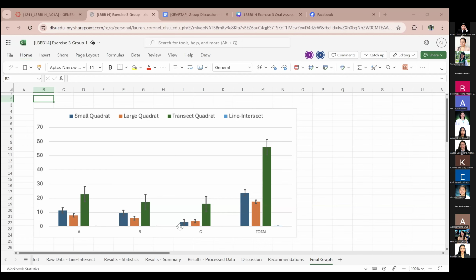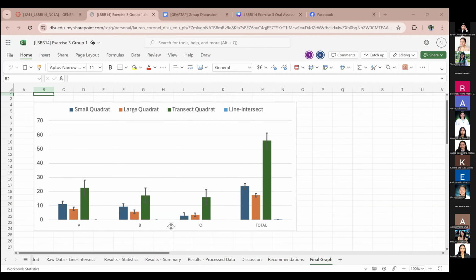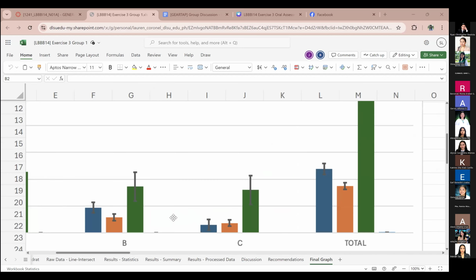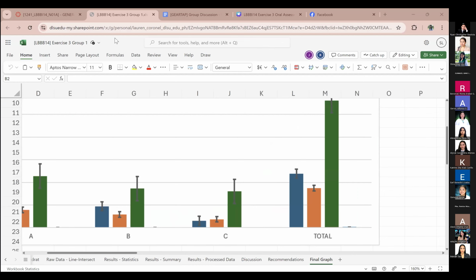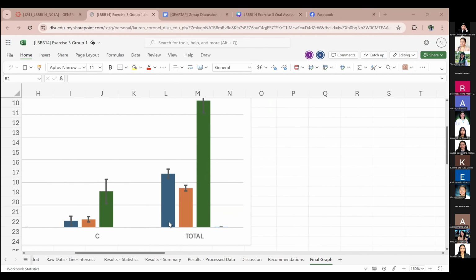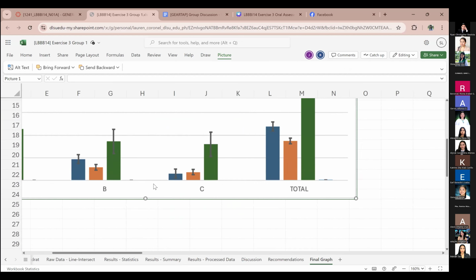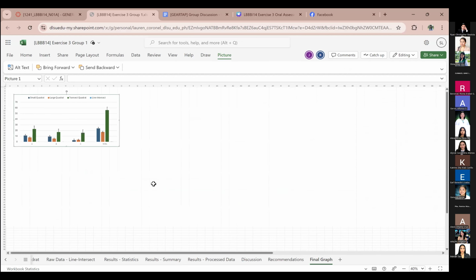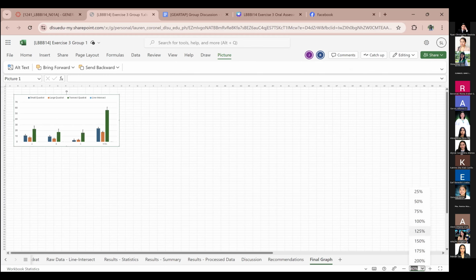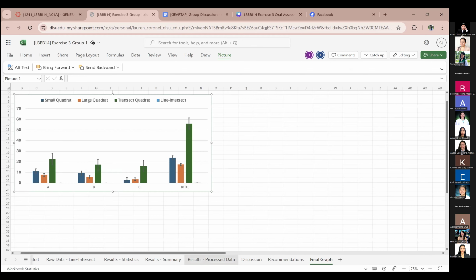Okay. Species A, B, C. Small quadrat, large quadrat, transect quadrat. Bakit yung LIT wala siyang value? I think you might want to adjust. Maliit yung sa line intersect po, medyo mababa kasi yung values. Can I see the results? The summary for LIT? Are you sure? Because if it is, then you might have done it the wrong way.